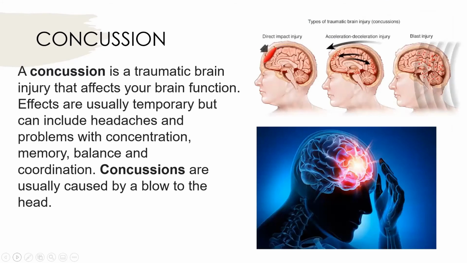Concussion. A concussion is a traumatic brain injury that affects your brain function. Effects are usually temporary but can include headaches and problems with concentration, memory, balance, and coordination. Concussions are usually caused by a blow to the head.